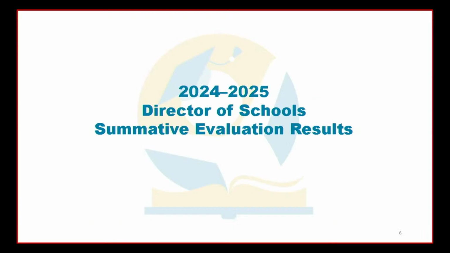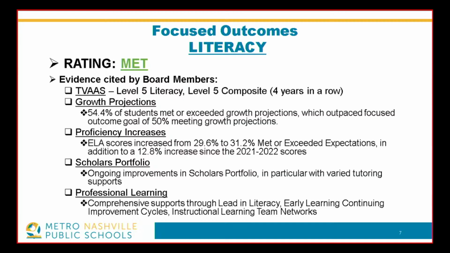Okay, so here are the results of our feedback for the year. So in looking at literacy, and the goals that are outlined within the strategic plan and Dr. Battle's goals are that in each of the categories, literacy and numeracy, 50% of students will have met or exceeded their growth goal on the ongoing tests that they're taking throughout the year.